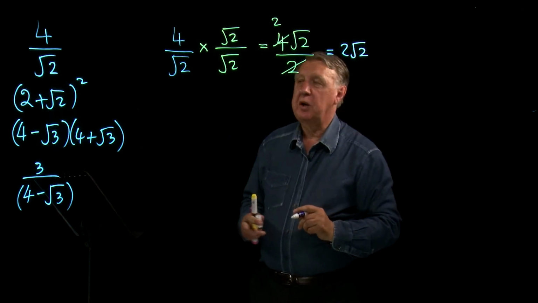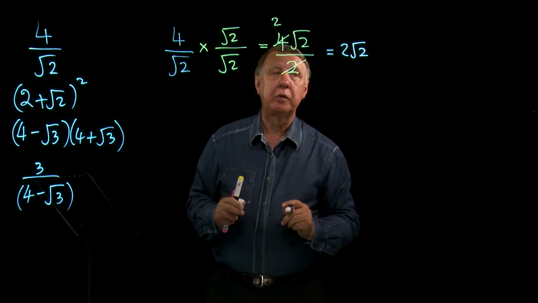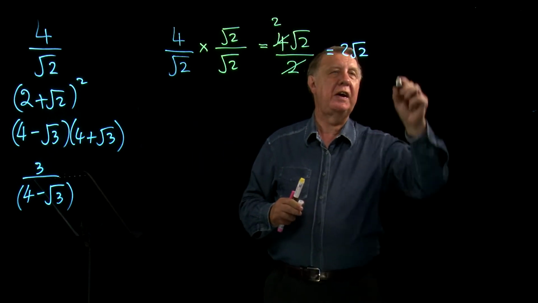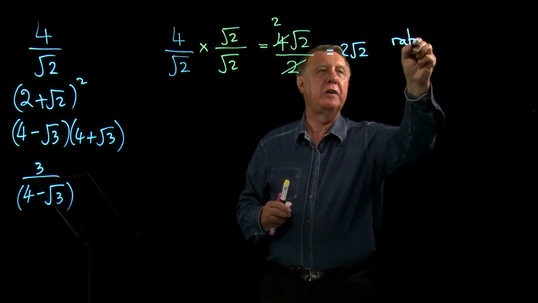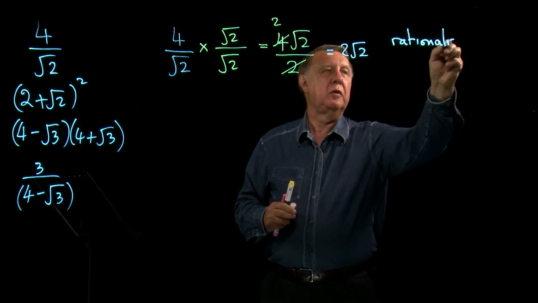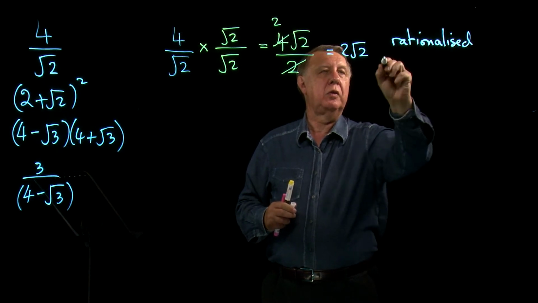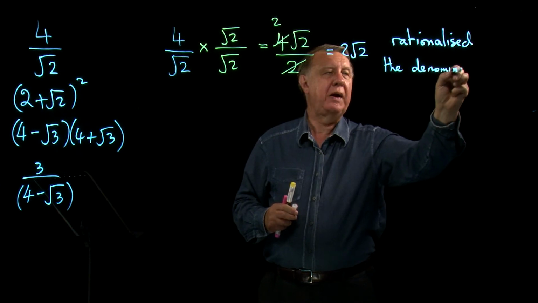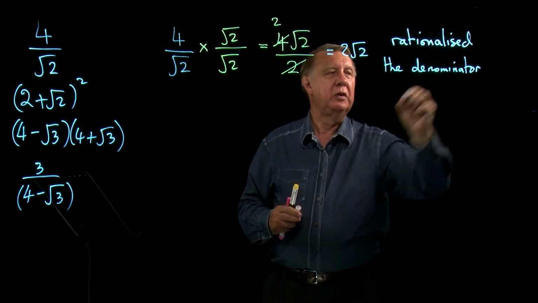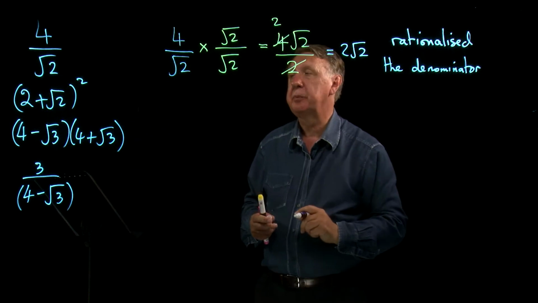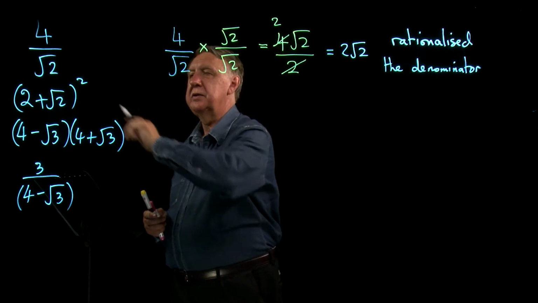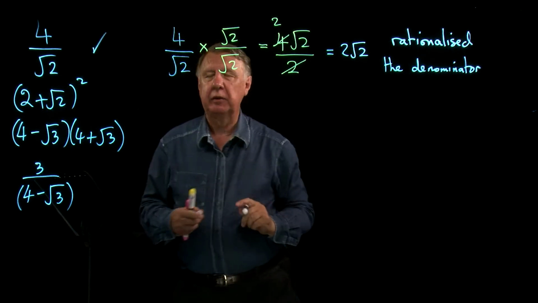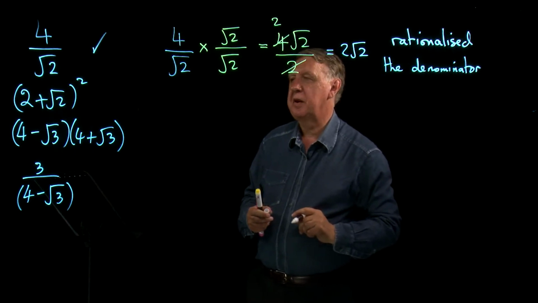So what have I achieved? Well, I've got rid of the surd on the bottom line, and we've got a phrase for that. We say that we've rationalised the denominator. And that's good practice. We always want to rationalise denominators. Okay, so we tick that. We've done that one. Okay, let's move on to the next one then.